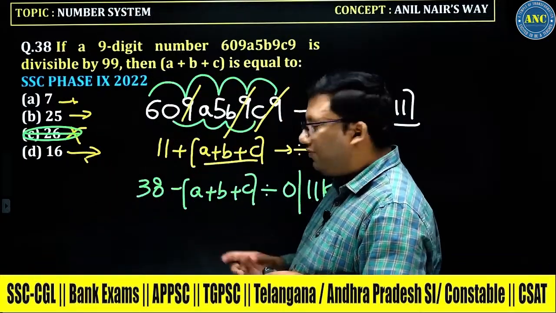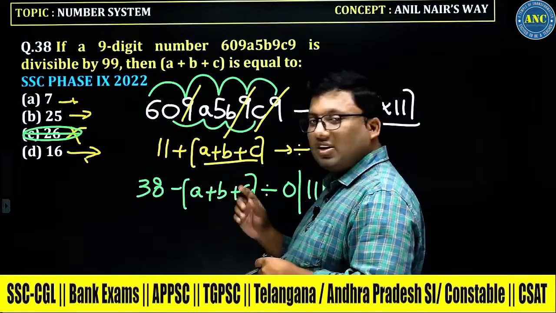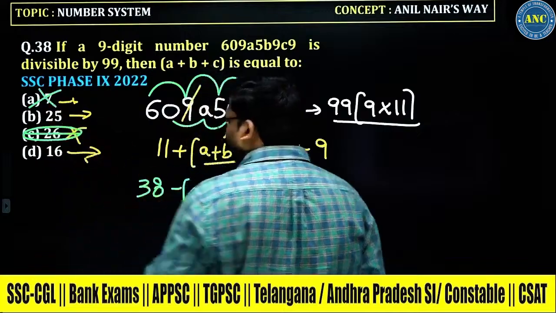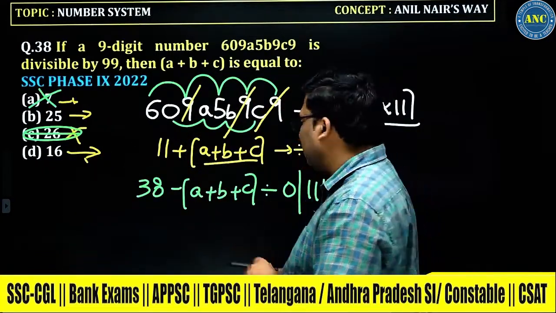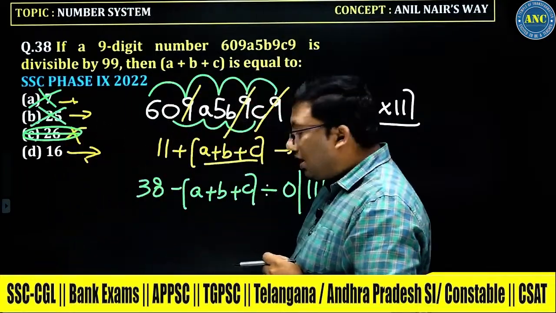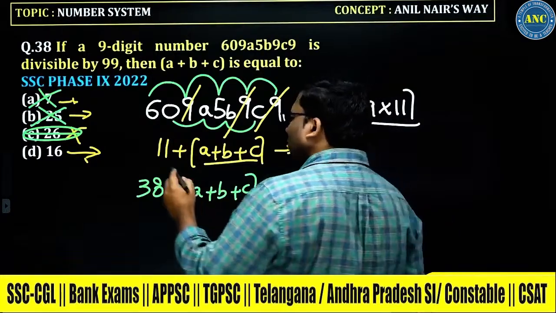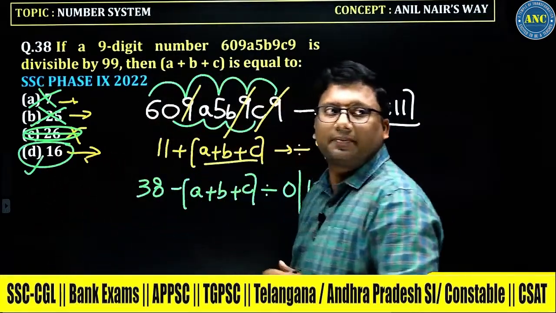So if you see, 38 minus 7 is 31. It is not possible. 38 minus 25, 13. 13 is not divisible by 11. Not possible. 38 minus 16, 22. 22 is divisible by 11. So the answer for this question is 60.